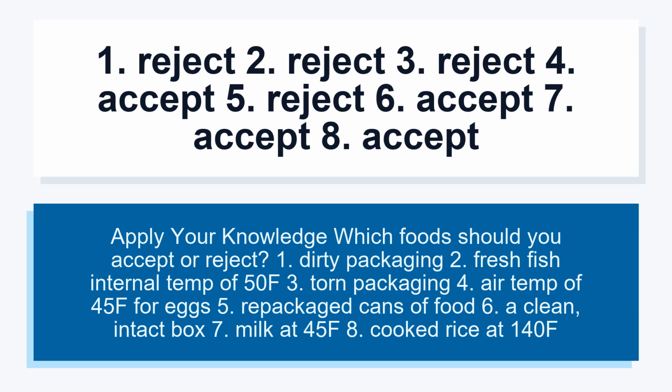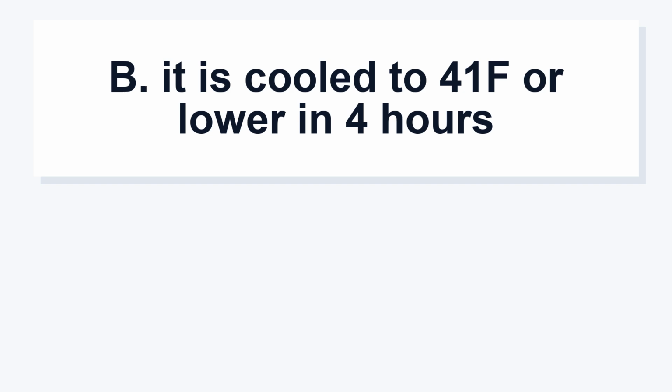Apply your knowledge. Which foods should you accept or reject? 1. Dirty packaging. 2. Fresh fish internal temp of 50 F. 3. Torn packaging. 4. Air temp of 45 F for eggs. 5. Repackaged cans of food. 6. A clean, intact box. 7. Milk at 45 F. 8. Cooked rice at 140 F. B. It is cooled to 41 F or lower in 4 hours.